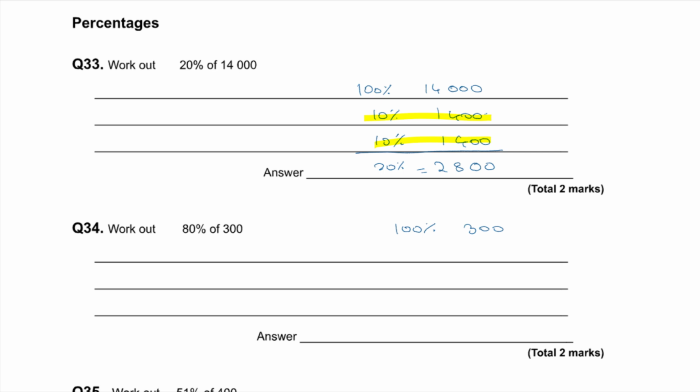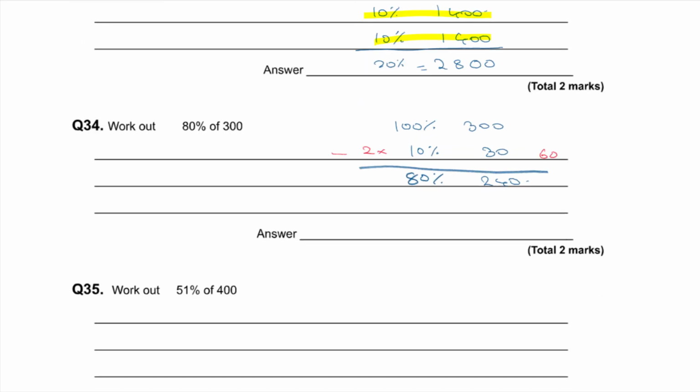Either way is fine, but I think finding 10% and deducting it twice from 300 might be the easiest way. So 10% is going to be 30. So if I take 2 of those and subtract it from 100, that's going to leave me with 80%, isn't it? Okay, so 2 lots of 30 is 60. So 300 taken away from 60, that is 240. Like I say, we're just going to find easy percentages and either add or subtract them with each other to find the amount we're looking for.